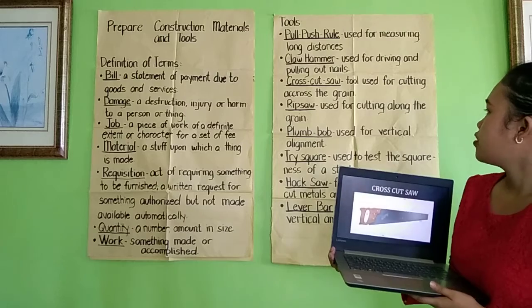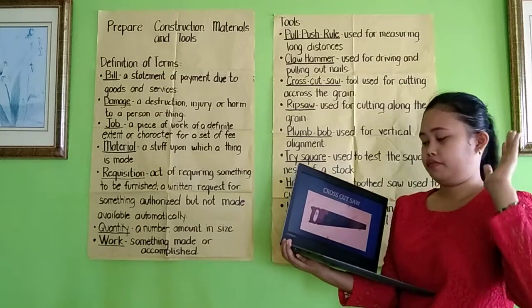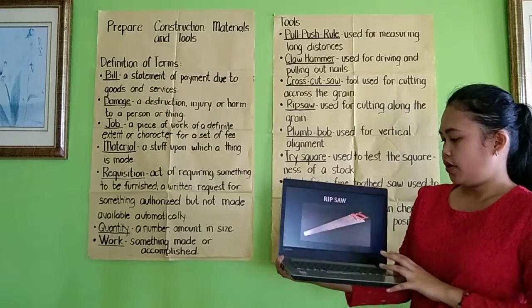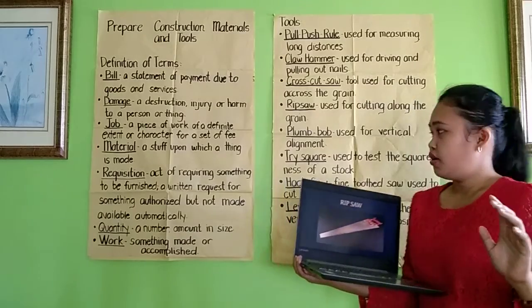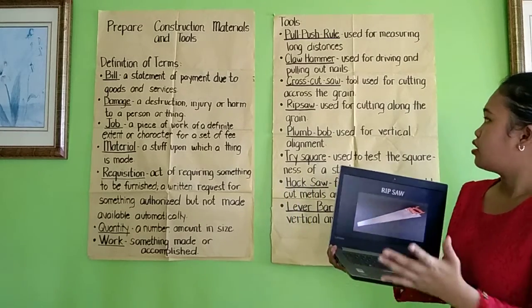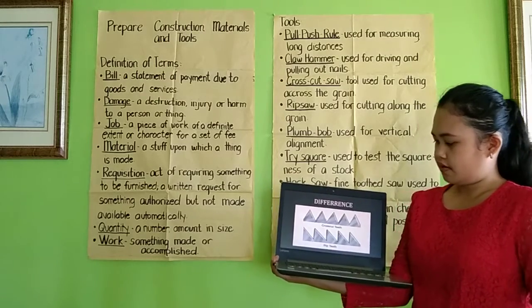Rip saw, used for cutting along the grain. So when you say along the grain, it is along the grain. So this is what a rip saw looks like. So if you're confused with crosscut saw and rip saw, I have here the difference.